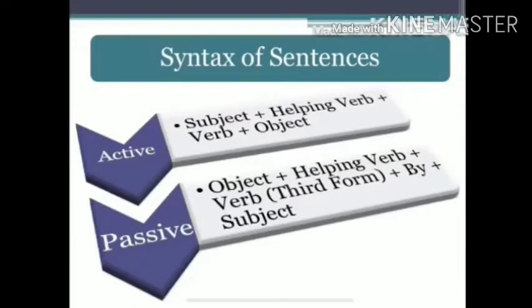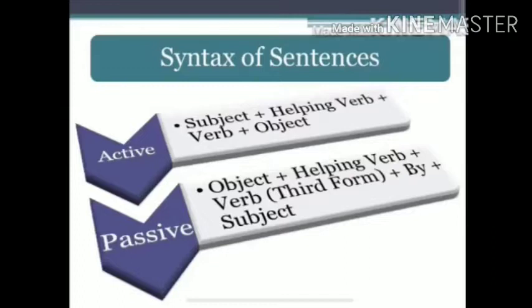Syntax or structure. Active sentences or simple sentences have first the subject, then the helping verb, and then the object. Active sentences and simple sentences are one and the same thing. But when we convert that into a passive sentence, the structure of the sentence changes. The new structure will become: first comes the object, then the helping verb, then the verb's third form, then by, and then the subject.